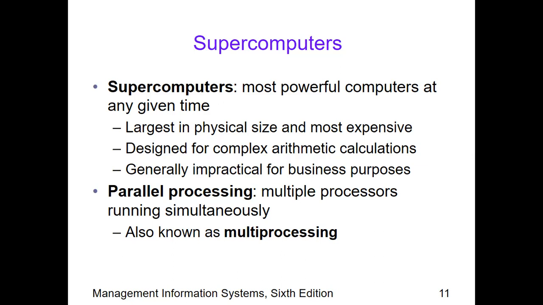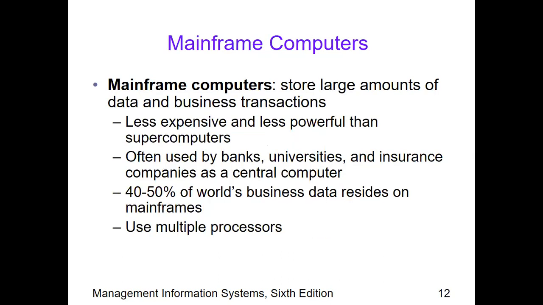Next would be parallel processing. So multiple processors running simultaneously. And this is also known as multiprocessing. Now in today's world, the computers that we have can actually do multiprocessing, for example, opening Microsoft Word at the same time we're listening to music, at the same time we are loading a lot of browsers and all. Then mainframe computers store large amounts of data and business transactions.